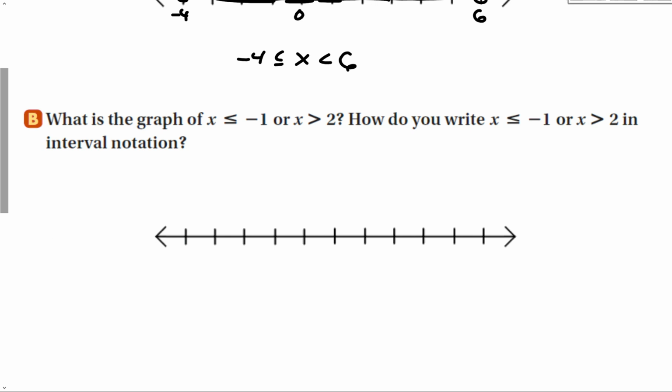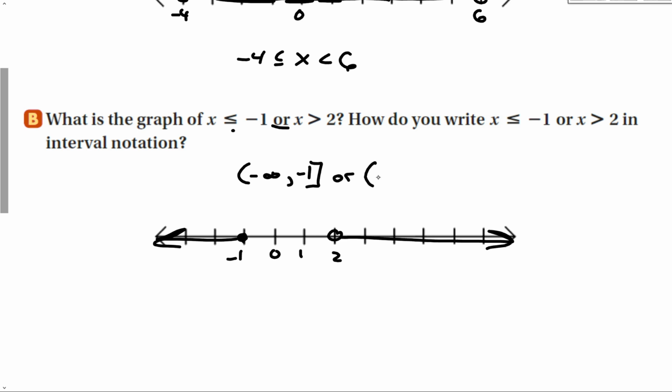What is the graph of x is less than -1 or x is greater than 2, and how do you write it in interval notation? Well, we should know the graph by now, -1, 0, 1, 2. So the graph looks kind of like that with a solid dot there and going this way. And because it's an OR, we're going to have to use two separate intervals. Always go left to right, always go from smallest to biggest. So we're going to start over here with -infinity, comma, -1 with a bracket because it's a dot, it's an or equal to, or parentheses 2 going all the way to positive infinity.